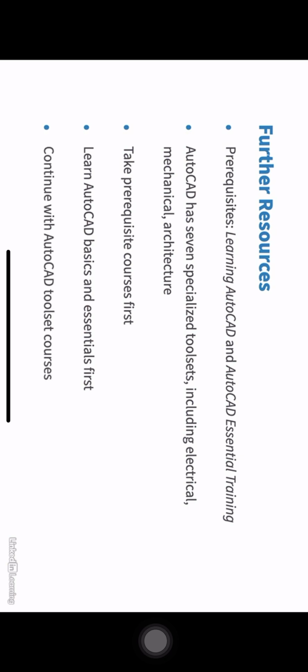It will save a lot of aggravation in the future. Don't jump into AutoCAD Electrical toolset first because you won't have the base AutoCAD knowledge needed to understand it. Do the Learning AutoCAD and the AutoCAD Essential Training first and you'll find it much easier to jump into the toolsets. Learn the basics and essentials of AutoCAD first. Trust me, it will make your life a lot easier. Then go on to those AutoCAD toolset courses. Go and learn all about AutoCAD Electrical, AutoCAD Mechanical, AutoCAD Architecture, but make sure you've got your basics and essentials covered. That way you understand the methodologies of AutoCAD.